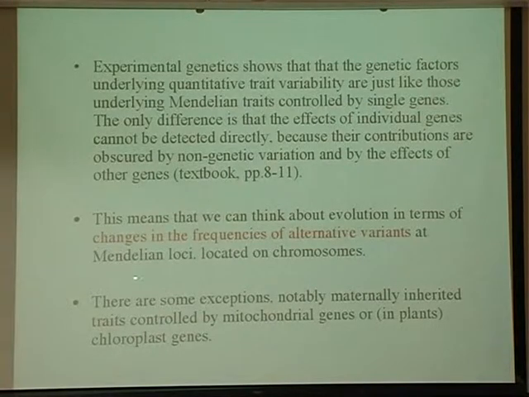Now, there are, of course, always some exceptions. Not all variants are at loci on the chromosomes and inherited in a straight Mendelian way. Particularly, there are maternally transmitted traits in humans controlled by loci in the mitochondria. That's just a little genome of about 17 genes, which lurks inside our cell. It's derived ultimately from a bacterium.